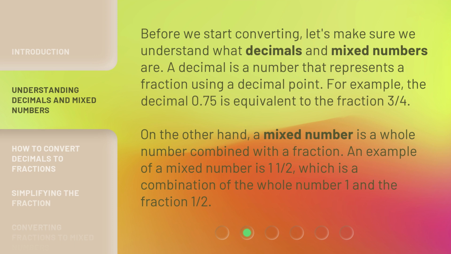Before we start converting, let's make sure we understand what decimals and mixed numbers are. A decimal is a number that represents a fraction using a decimal point. For example, the decimal 0.75 is equivalent to the fraction 3/4. On the other hand, a mixed number is a whole number combined with a fraction. An example of a mixed number is 1 1/2, which is a combination of the whole number 1 and the fraction 1/2.